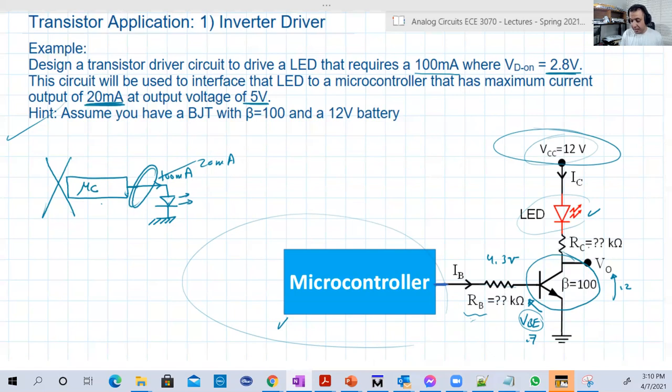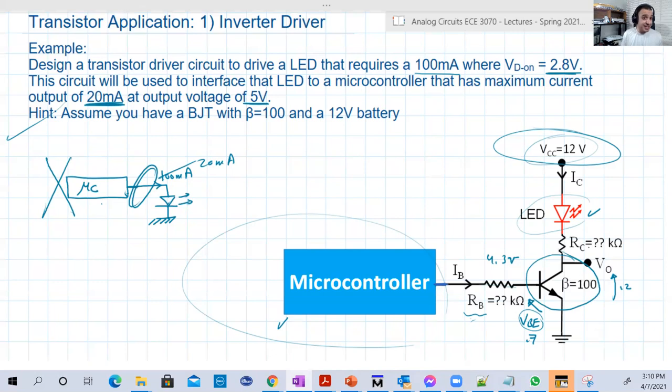The first thing here is we need to drive the LED with 100 milliamperes. So first of all, this transistor must conduct current to turn on the LED. A transistor can conduct current in either active or saturation. So which is better, to use it in active or in saturation?